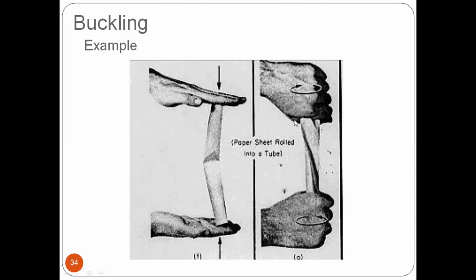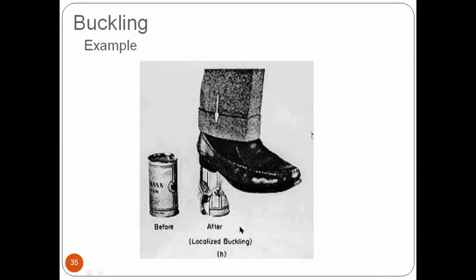Twisting is nothing but torsional buckling. So this is torsional buckling. This is a lateral buckling. And see the next example, which is a localized buckling. Okay, this we call it as a crushing. In crushing also, the member will have a crush like this. So this is also one type of localized buckling.